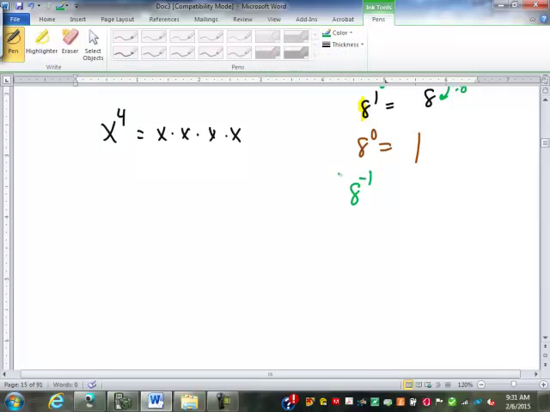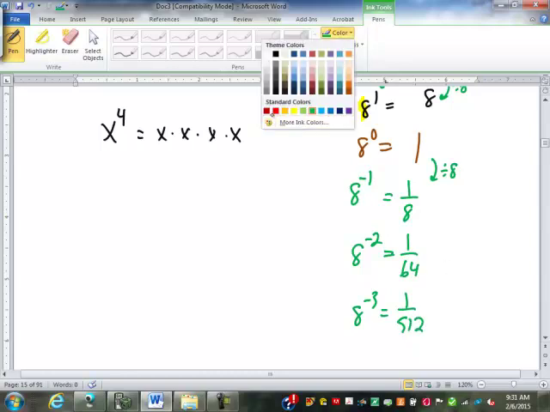What would it mean to have a negative power? 8 to the power of negative 1. Now again, you can't have a negative number of 8s multiplied together. But if I continue the pattern, if I divide by 8 again, what's 1 divided by 8? 1/8. 8 to the negative 2, if I divide by 8 again, that'd be 1/64. 8 to the negative 3, 1 over 512.